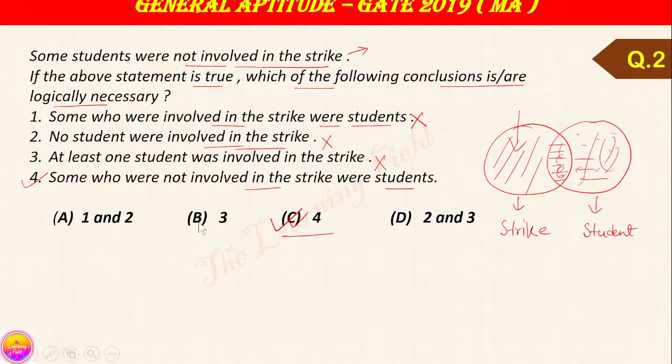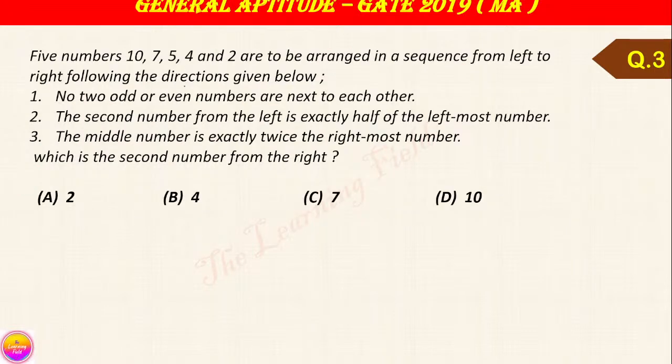Now we go to the next question. The question says that 5 numbers, 10, 7, 5, 4 and 2, are to be arranged in a sequence from the left to the right in the directions given below. Direction 1: no two odd or even numbers are next to each other.